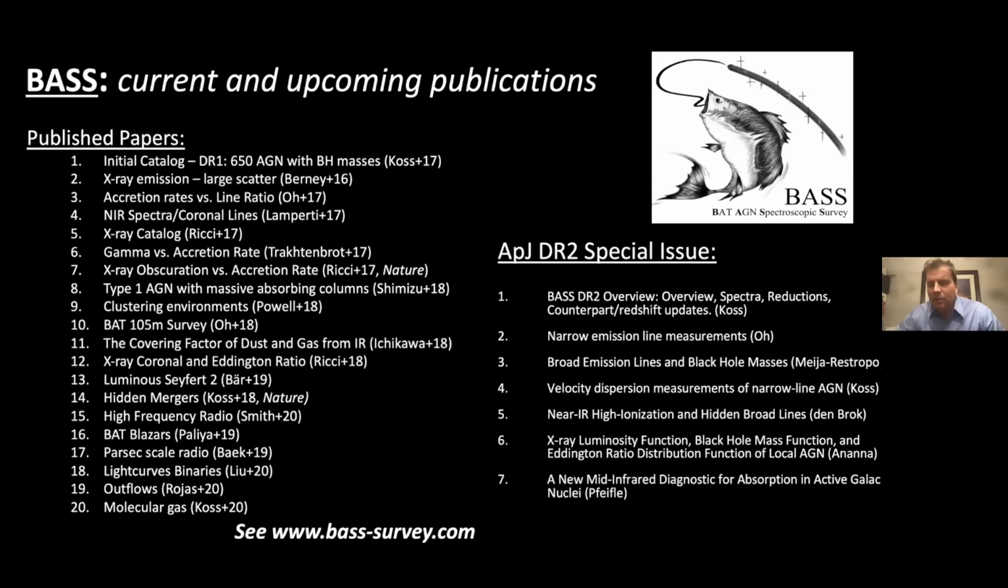The survey's been going for a few years, and we've just finished our 20th paper, which is great. I'm not going to talk about all of these, but I just wanted to give you a list of some of the different topics we're doing. The column on the right is the special issue. We're going to do a special issue in the Astrophysical Journal, releasing the 1500 optical spectra from the DR2 and 400 near infrared spectra. I'll give you just some of the high level results from that.